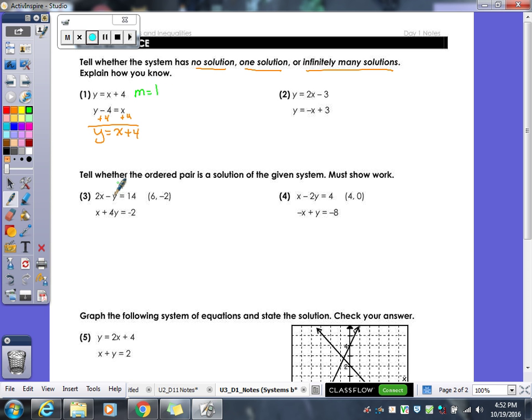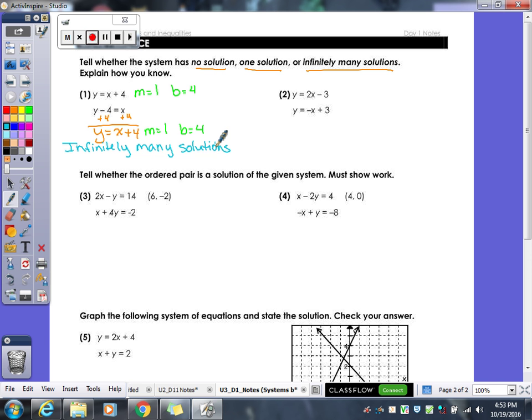My slope of my first line is 1. My b value is 4. My second line, when I rearrange it, my slope is 1. My b value is 4. They're the same exact thing, so it's like that last problem that we just did. This will have infinitely many solutions.